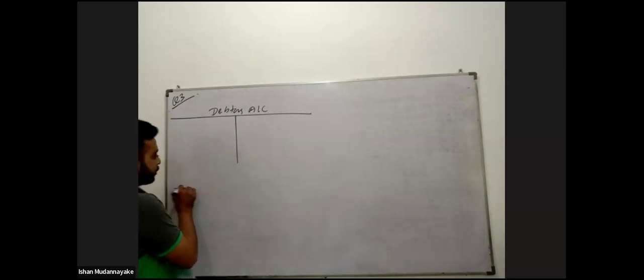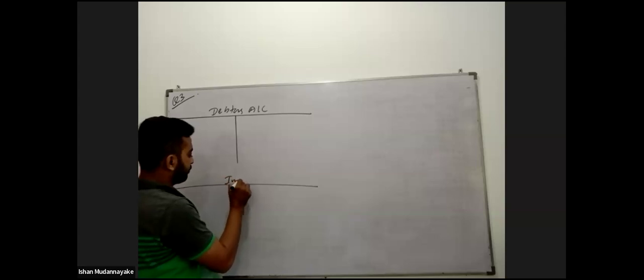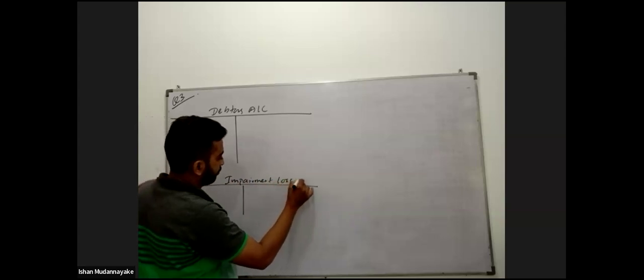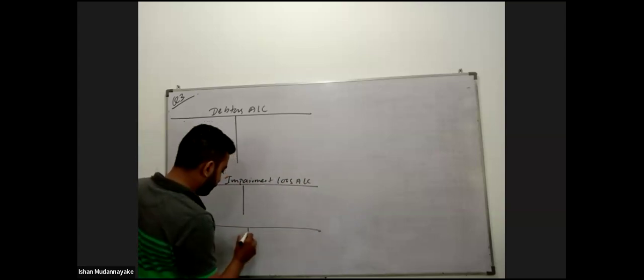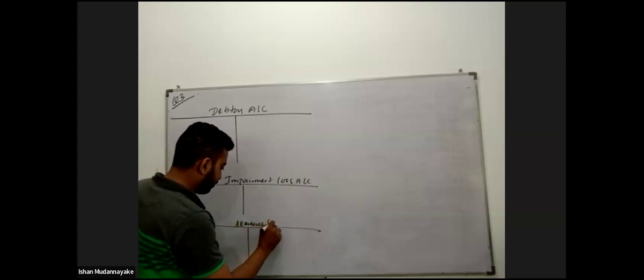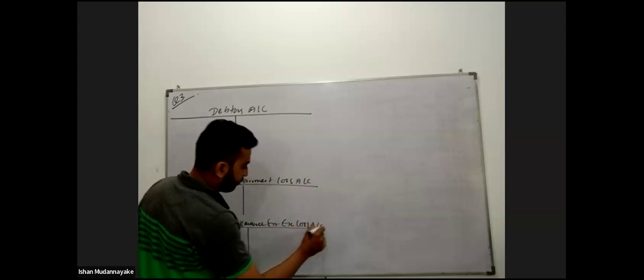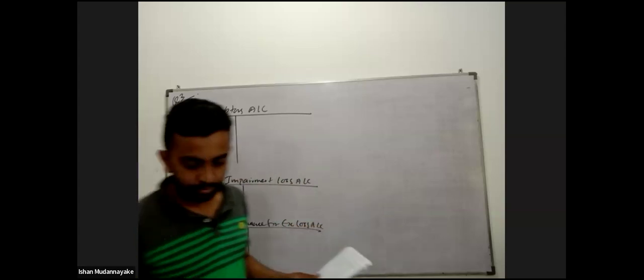Right. And now I will prepare the impairment loss account. And then my third one, the allowance for expected loss account.